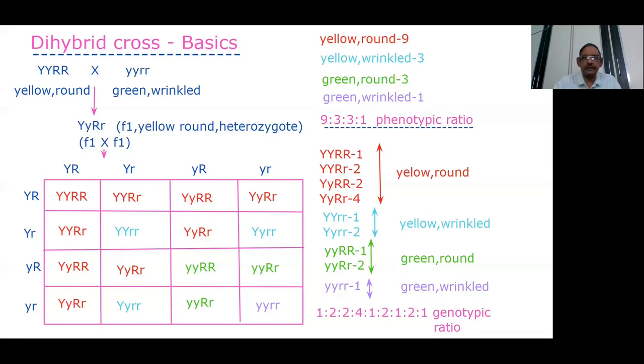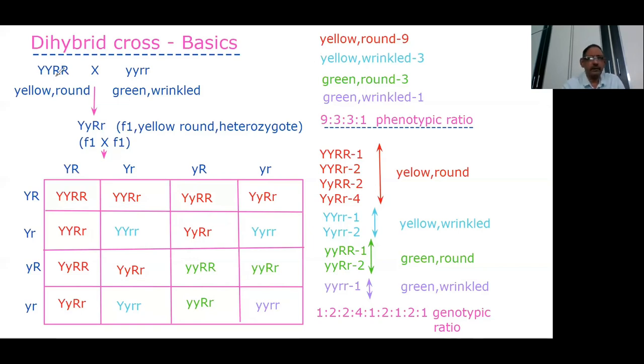It briefly explains the two-factor inheritance: the inheritance of one factor is independent of the inheritance of the second factor. There is no relationship between the inheritance of one factor and the inheritance of another factor. Here, I have chosen two factors: the seed coat color, yellow and green, where yellow is dominant and green is recessive; and the shape of the seed, round seeds and wrinkled seeds.